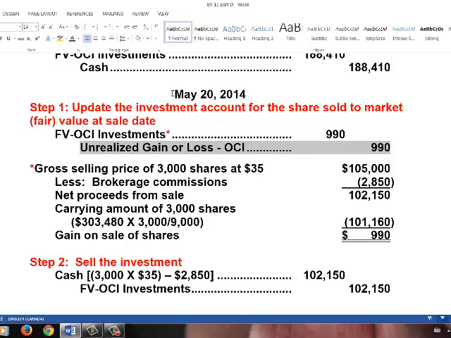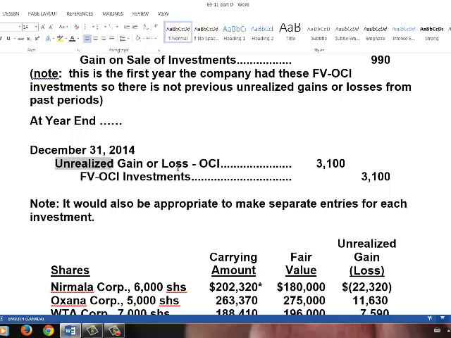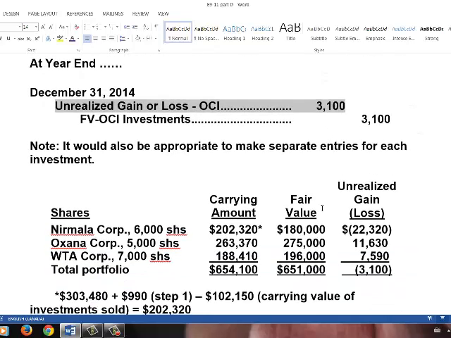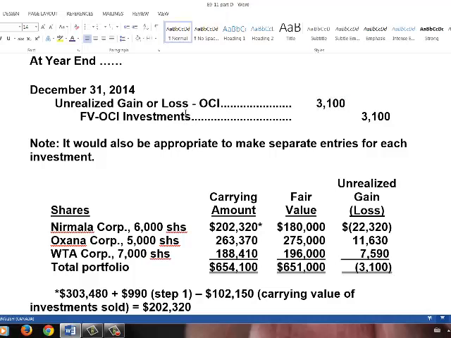That was on May 20th, in 2014. The other unrealized gain or loss that we booked was the adjustment of the portfolio at the end of the year, December 31st. If you remember, we did a debit to unrealized gain or loss to bring it from 654.1 to 651. That was our $3,100 adjustment to the portfolio, which brought it down. So we credited the investment and debited the unrealized gain or loss, which is really a net loss.